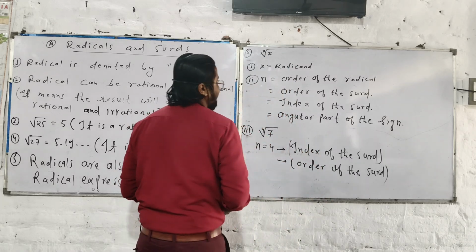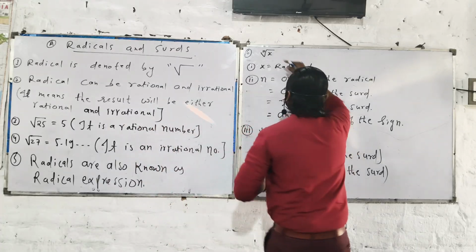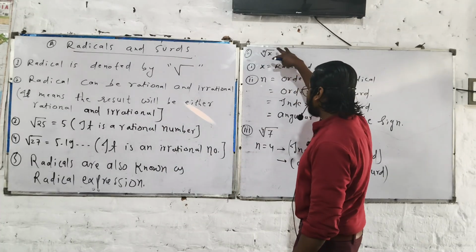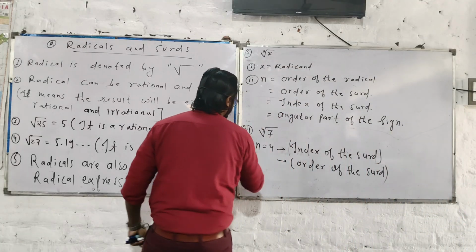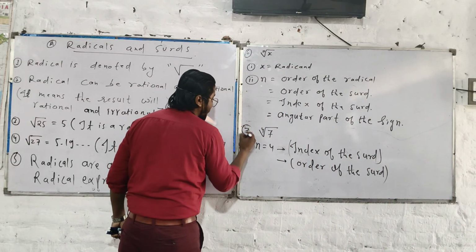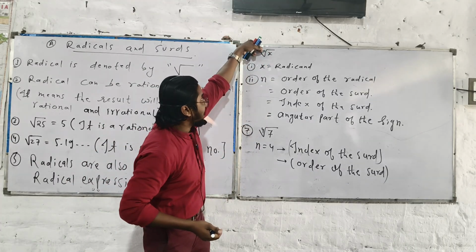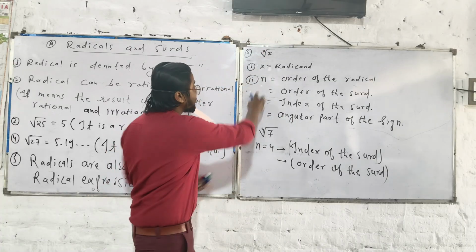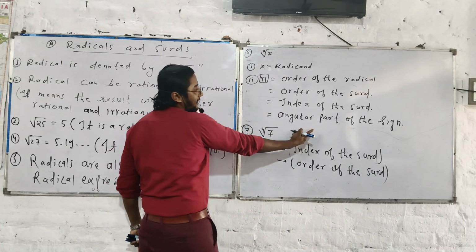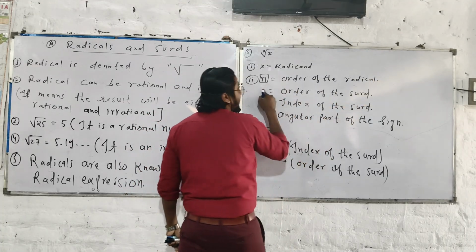What are we discussing now? Sign means, like, there is a sign here. These are the descriptions. It is question number 7, the angular part, like this part. This is called the angular part. That's what I've written. And what is the n? N is the order of the radical, or we can say the order of the surd.